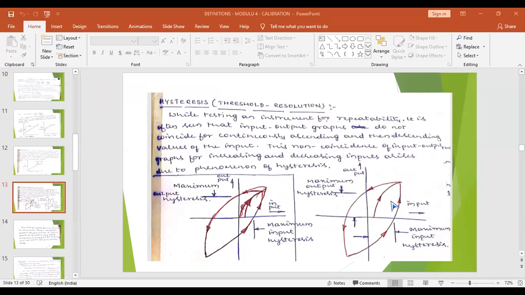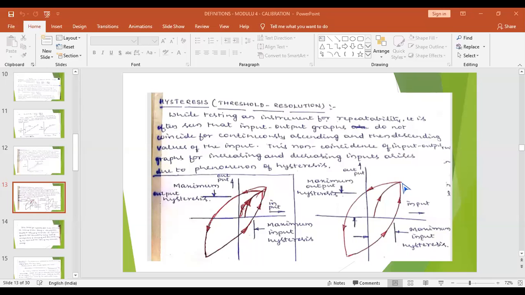First, load the specimen in tension. Within the elastic limit, plot the input versus output. You will get a curve like this. At this point, all of you listen and see here.